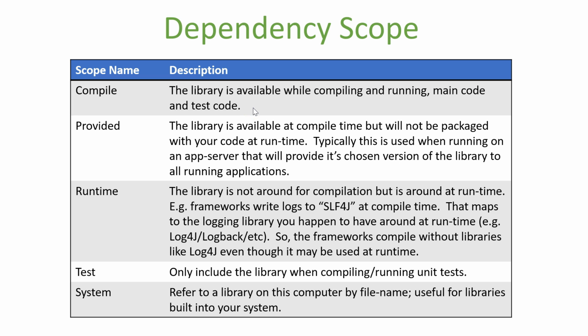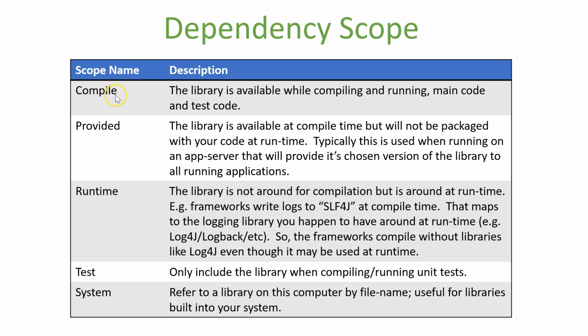Test is just one of the 5 main dependency scopes supported by Maven. The default one is called compile. If you do not leave a scope tag, that is the one it ends up being. That means that the dependency or library is around all the time, whether you're compiling or running test or main code.